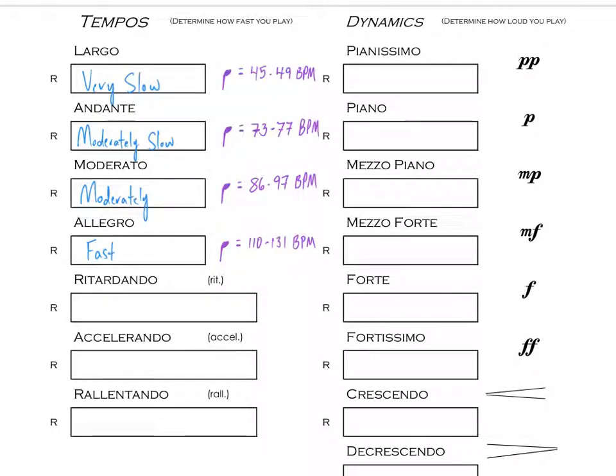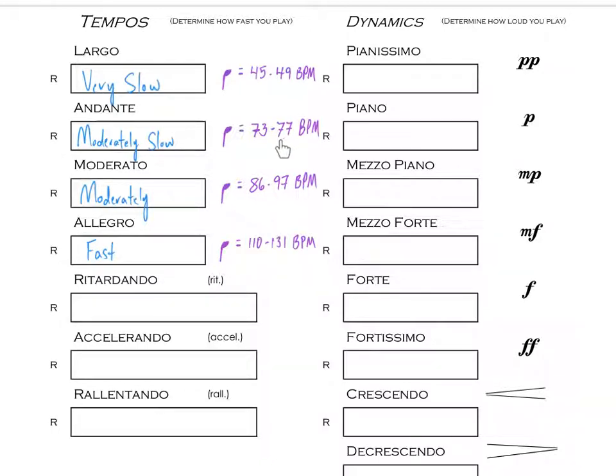Each one of these Italian tempos, largo for example, very slow, eventually got a beat value. We call this BPM, which stands for beats per minute. If it was 60 BPM, that would mean that every second would be 1 beat within a minute. So 45 to 49, largo is actually slower than a second on a clock. Andante, moderately slow, is a little faster, but it's still pretty slow, 73 to 77.